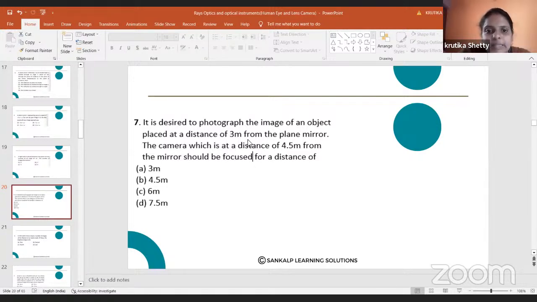Yes, very good. Option D is right here. So what we need to do is add these distances, that is 3 plus 4.5, that is 7.5 meters. Yes, very good, students. Option D is right. So here is your next question.